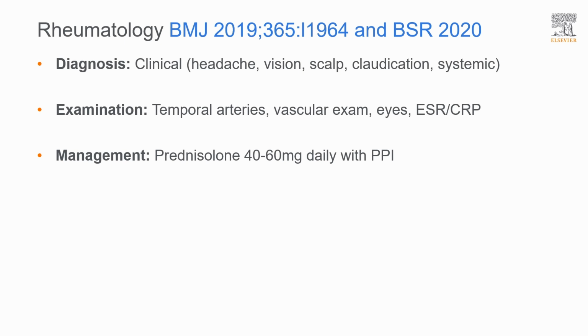So that's why you should start it. And you should consider things like PPI, omeprazole, cover, etc. Now, sometimes in the old school days, you might have read about in textbooks that you might start aspirin alongside this, but it's not the case today. So you do not start aspirin. You just start prednisolone and you start a PPI cover if it's relevant. And obviously onward referral to rheumatology for them to monitor the disease progression.